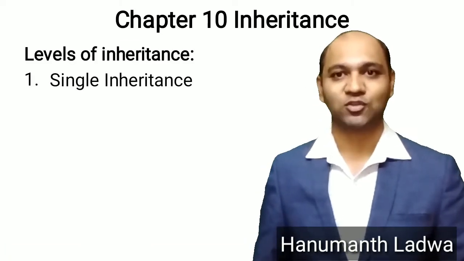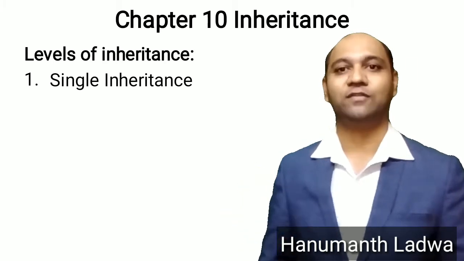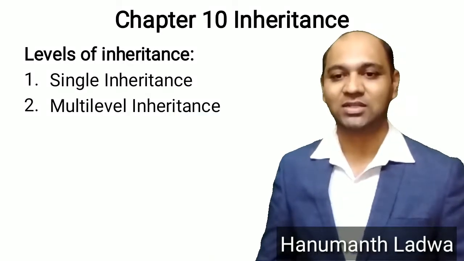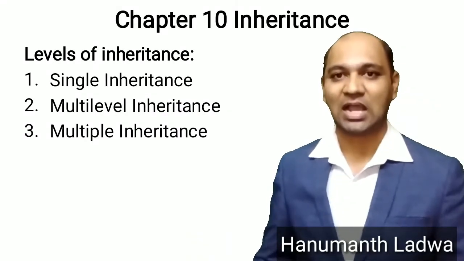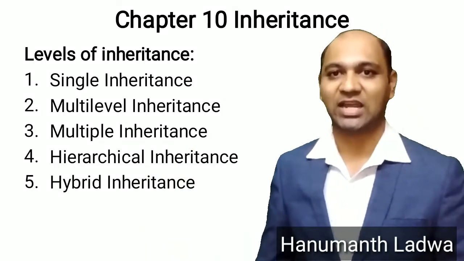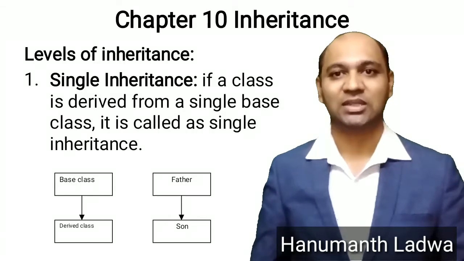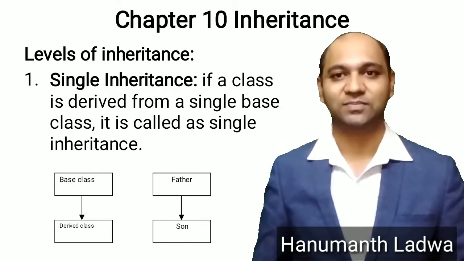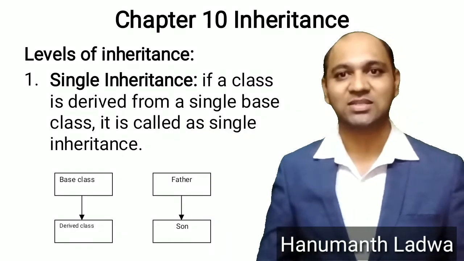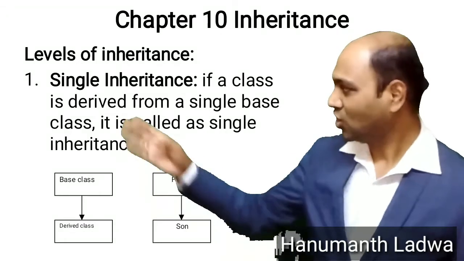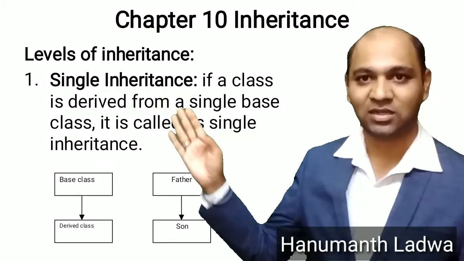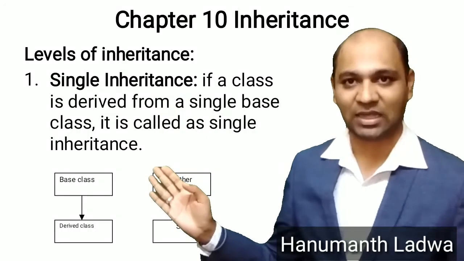Now we will study the levels of inheritance. There are 5 different levels of inheritance. The first one is single level inheritance, the second is multi-level inheritance, the third is multiple inheritance, the fourth is hierarchical inheritance, and the fifth is hybrid inheritance. Let us continue with the first one, single level inheritance. If a class is derived from a single base class, then it is called single level inheritance. Here you can see one base class and one derived class. Similarly, in an example, the properties of father are inherited to son.